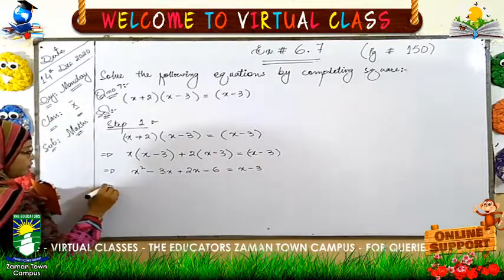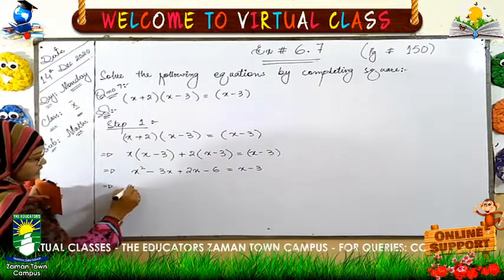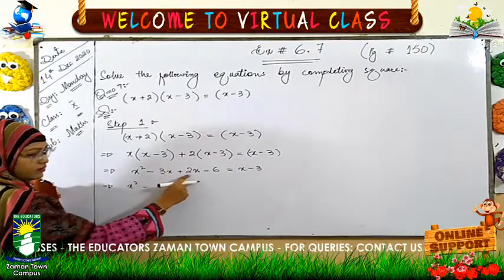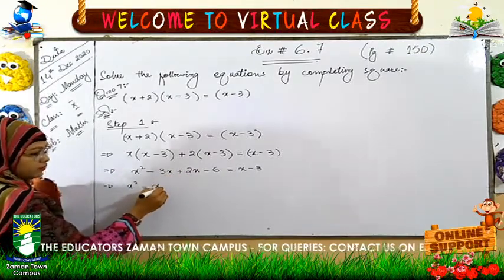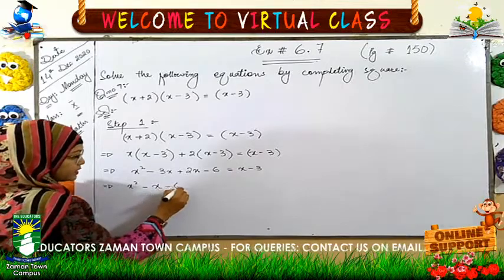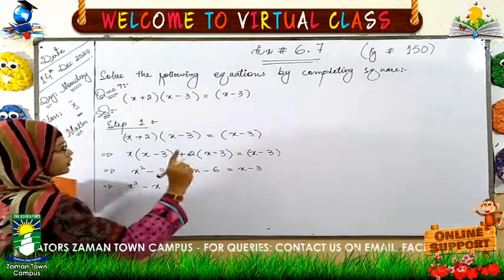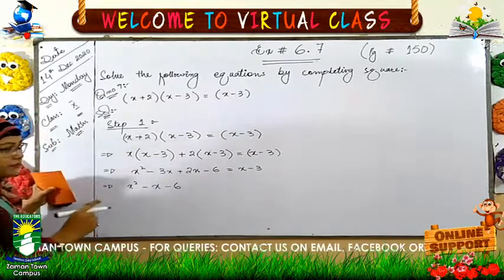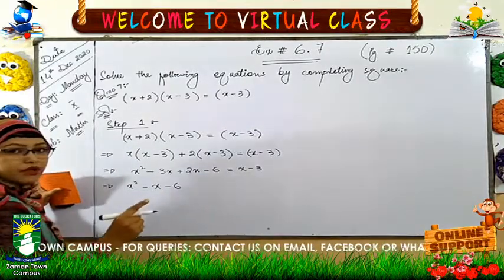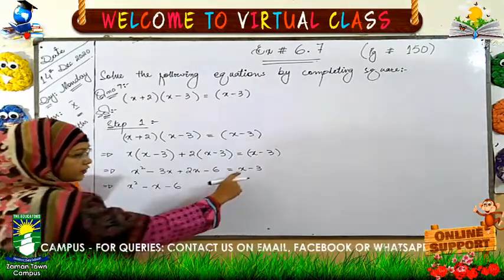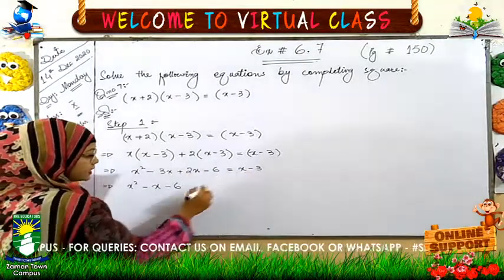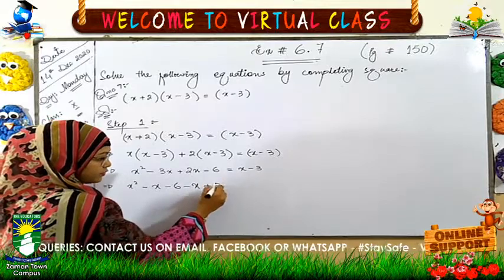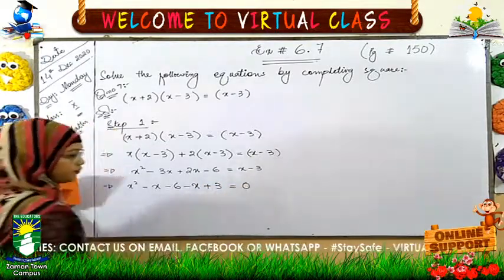Now what do we have to do? We have to do the simplification. x square will remain as it is, minus 3x plus 2x, that is minus x, 1 x we will not write, and minus 6. According to standard form, all the values should be on the left hand side of equality. On the right hand side we only have 0, so we have to shift these two values here. Plus x becomes minus x, minus 3 will become plus 3, is equal to 0.